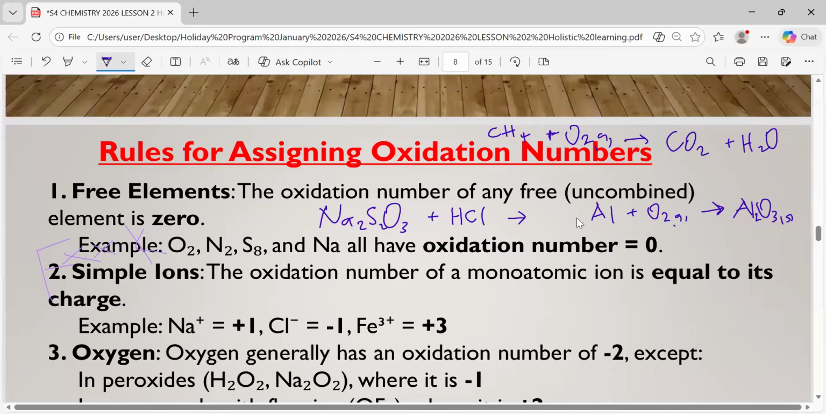Now I want us to consider these two equations. We have number 1 and we have number 2. So here we have methane and we have oxygen. Here we have aluminium and here we have oxygen.